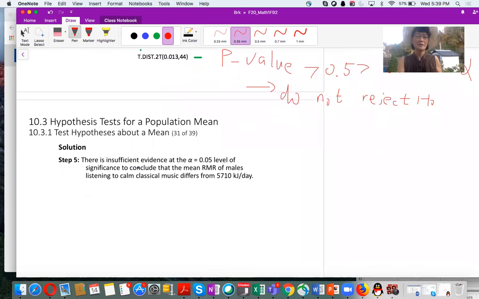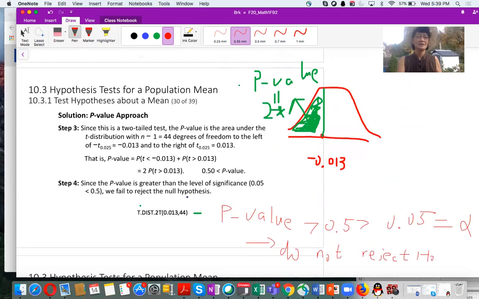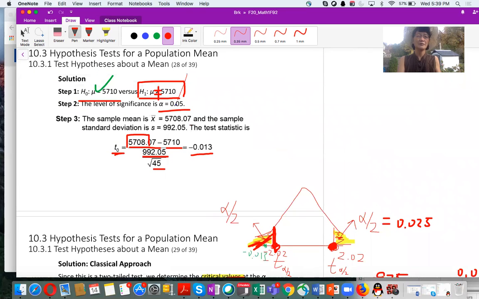So step 5, make conclusion. There is insufficient evidence at the 0.05 level of significance to conclude that the mean is different from this one. Okay. It is a double negative conclusion. So insufficient evidence to prove different means; this one is correct and we reject H1. We don't accept H1. H0 is correct.